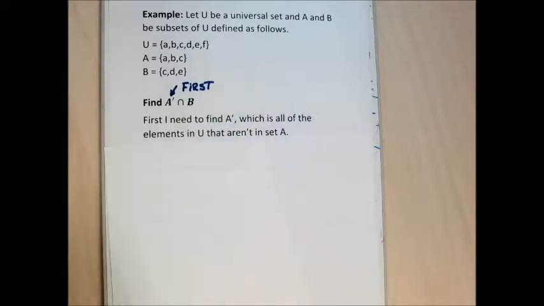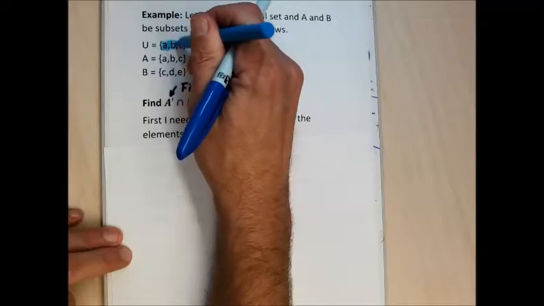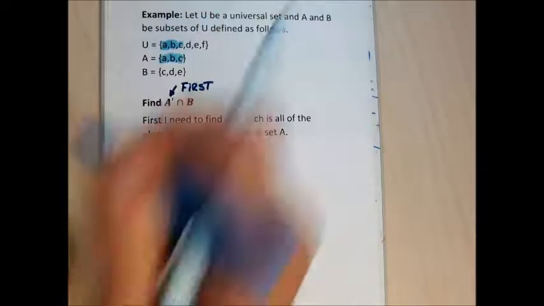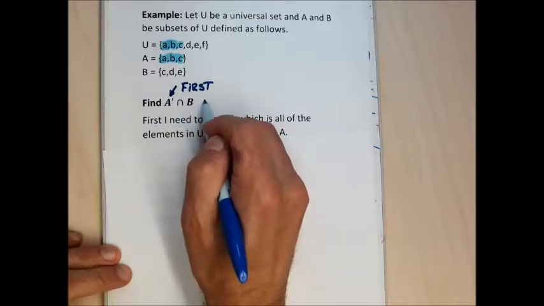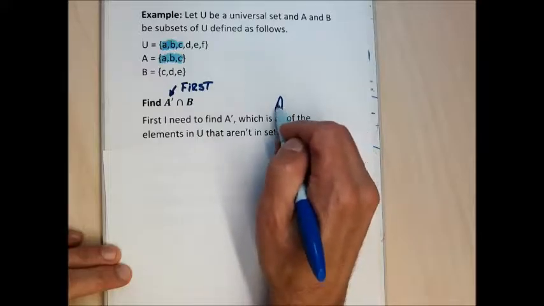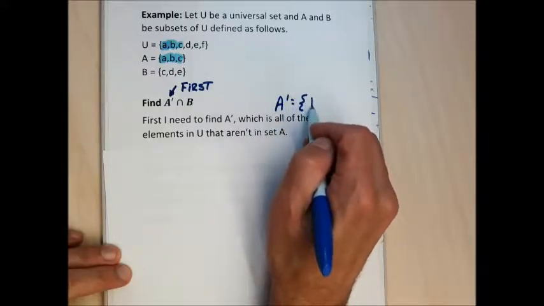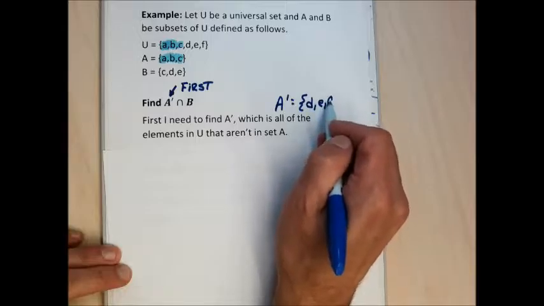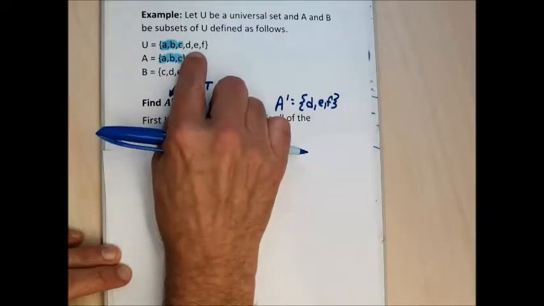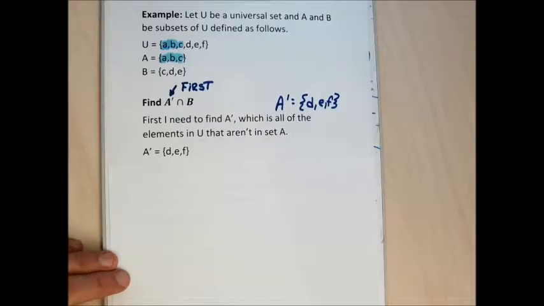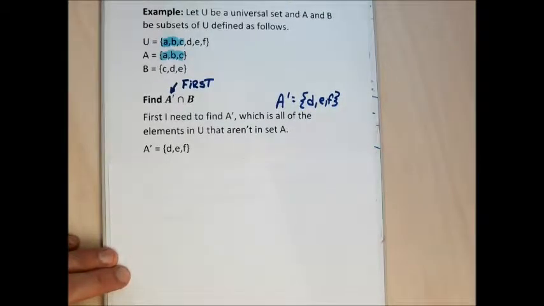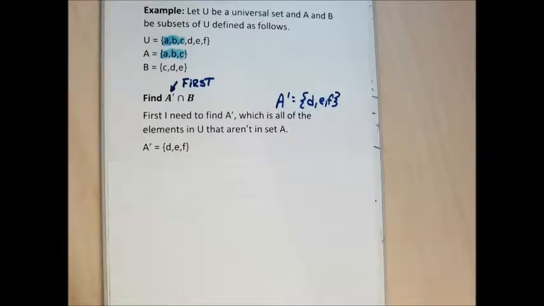So if I take set A, which is A, B, and C, and just mark that up in my universal set, what's unmarked is what A complement is. So A complement is going to be the set that contains D, E, and F. It's the letters in the universal set that aren't in set A. So that's the first thing I'm doing. In order to find A complement intersection B, I had to find A complement first. And I typed it down here, that A complement is the set that contains D, E, and F.